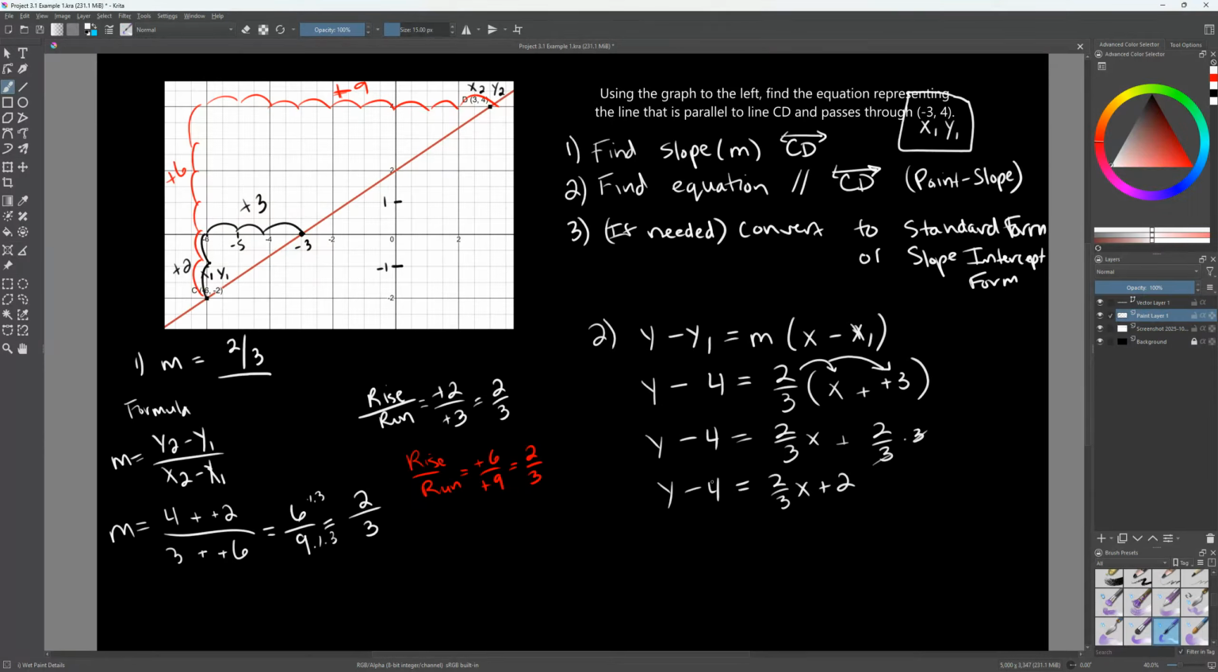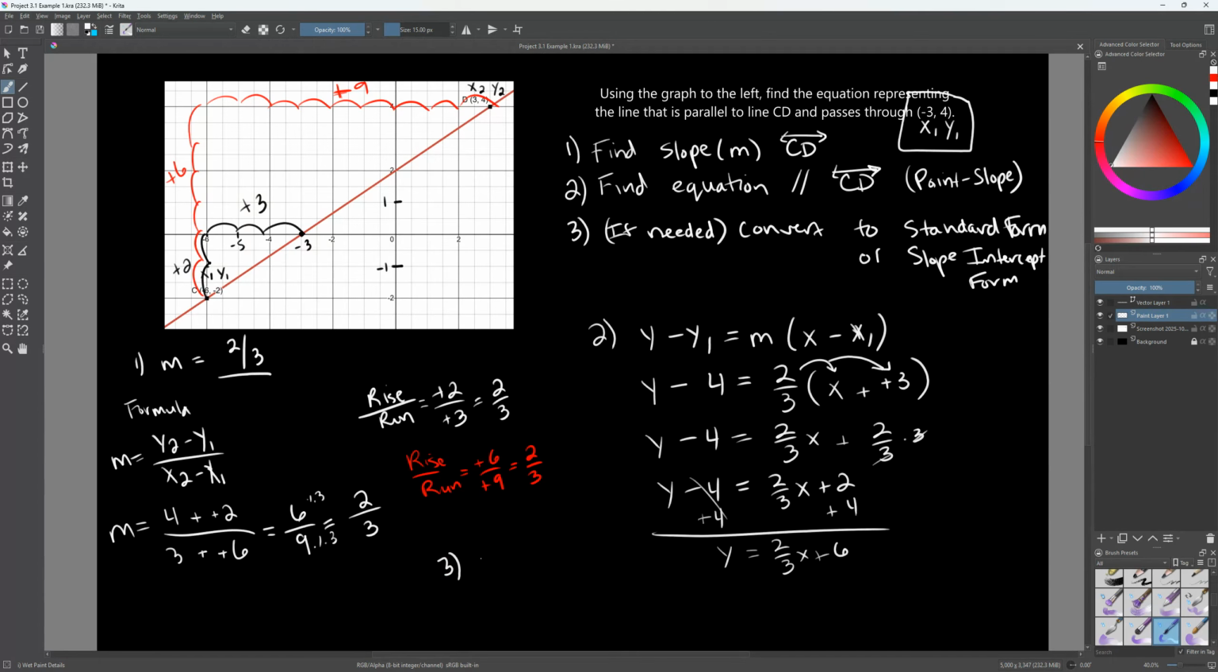Well, the last thing I need to do here to solve for y is add 4 on both sides. Cancel those out, and so I get 2/3 x plus 6. So y equals 2/3 x plus 6. And that's what I have for my formula in slope-intercept form. So I don't actually need to convert it to standard form in number 3. But if your answer choices are in standard form, then you would need to convert it. So that's where step 3 is going to come in.